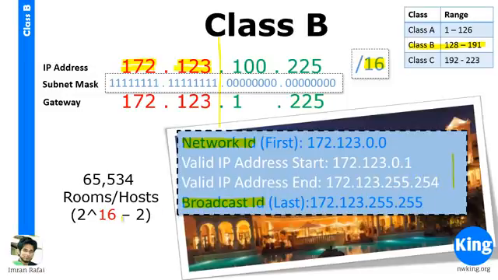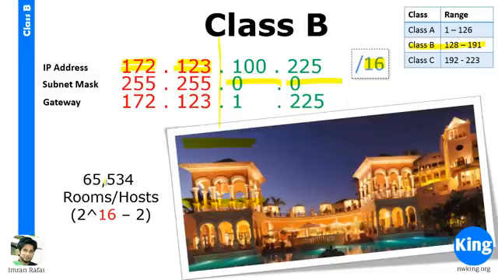We use the same formula. So the number of host bits is 16. So 2 to the power 16 minus 2 is 65,534. Now that's a very, very big number. So if you go with the hotel analogy, to have 65,534 rooms, it is going to be very difficult to manage.